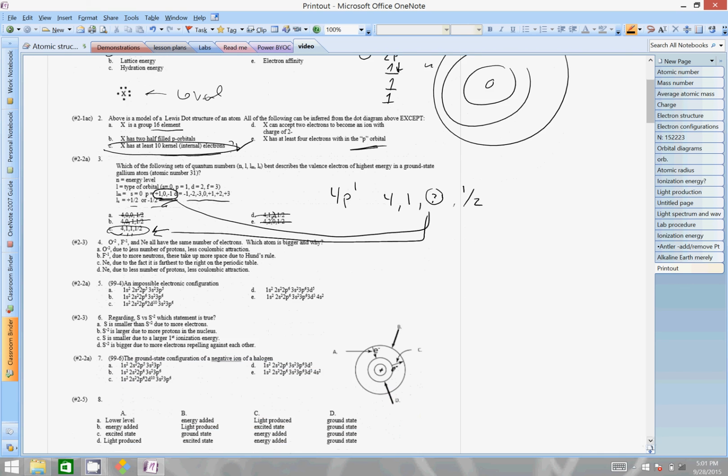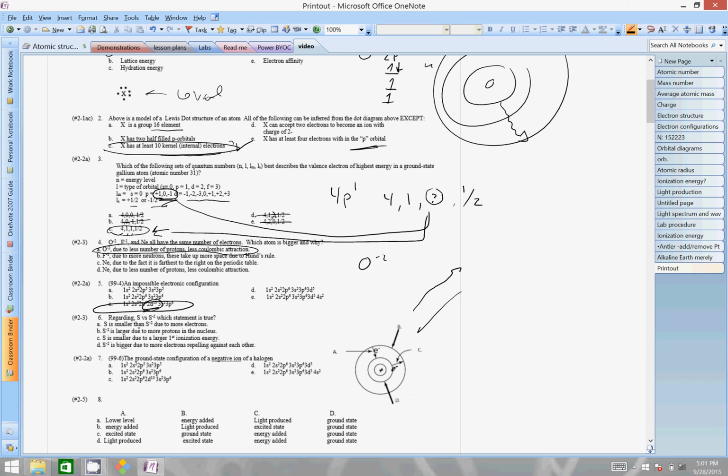O-2, F-1, and neon all have the same number of electrons. Which atom is bigger and why? Well, oxygen is bigger because it has the least number of protons. Therefore, it would be A. An impossible electron configuration: we're looking for something that just doesn't work. There is no such thing as a 2d10. We can take electrons, like in this picture here, and shove them up into higher energy levels, into existing ones, but there is no 2d.